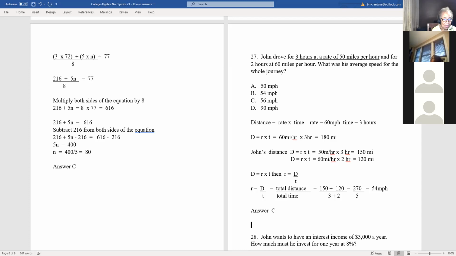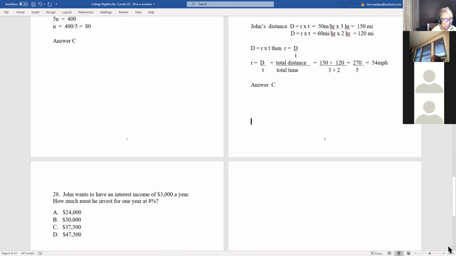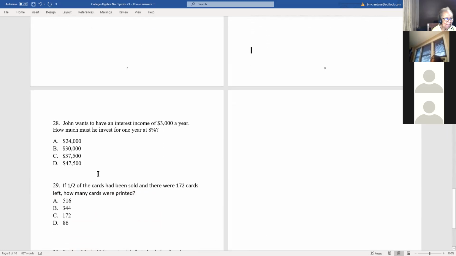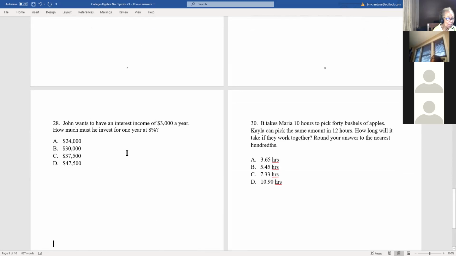All right. Now I know you can solve 28. Let me see. 28 is the interest problem. What's the formula for interest? PRT. What's equal to PRT? Principal, rate, time. Right. Interest equals PRT.